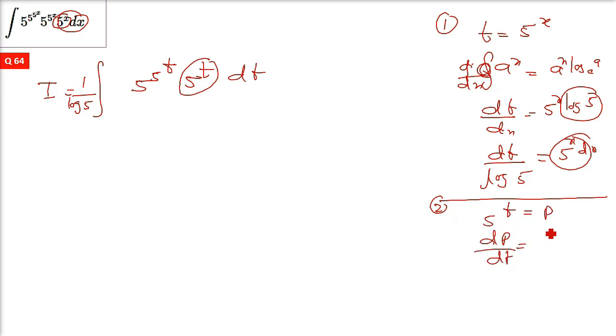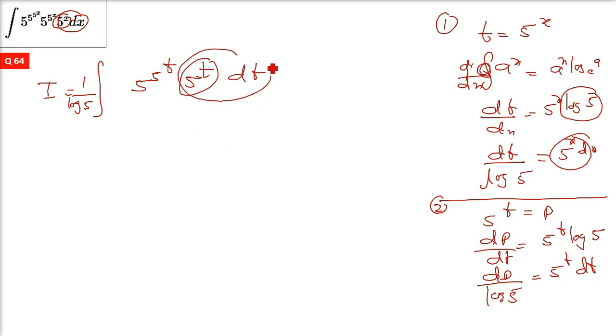dp by dt will again use the same formula, a raised to x times log a. Here a is 5 and x is t. So for dp, one more log 5 comes in the denominator. It will be 5 raised to t dt. Now you see, 5 raised to t dt we already have here as dp by log 5. You just got it. So one more log of 5 will come in the denominator, so let us make it log 5 whole squared.